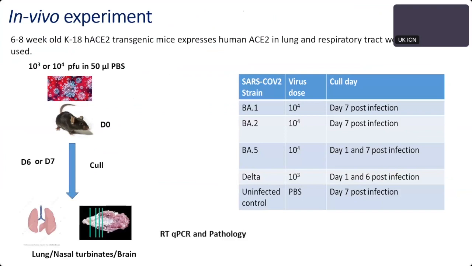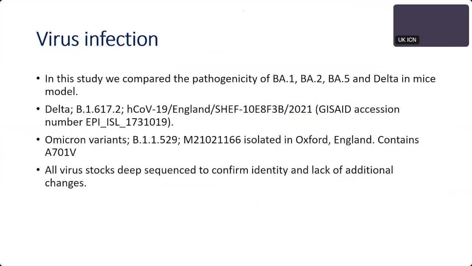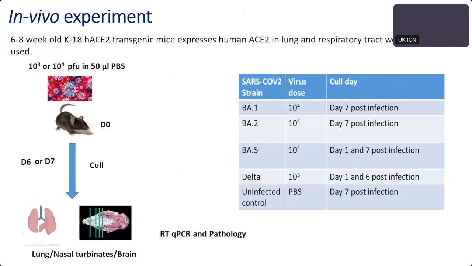In this table, you can see we infected with 10^4 PFU of BA.1, 2, and 5, and for Delta, we used 10^3 PFU. We also had one group just for uninfected control. After infection, we weighed them every day to see any possible clinical signs or weight loss. On the basis of their clinical signs, we culled them on either day 6 or day 7. On the cull day, we harvested lung tissue, nasal tissue, and brain for further investigation.